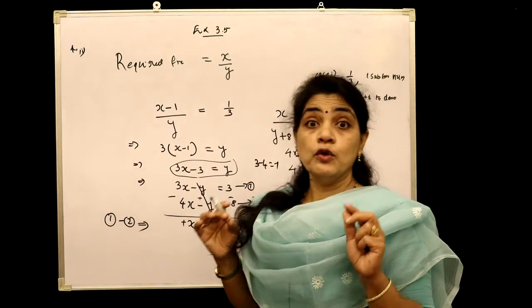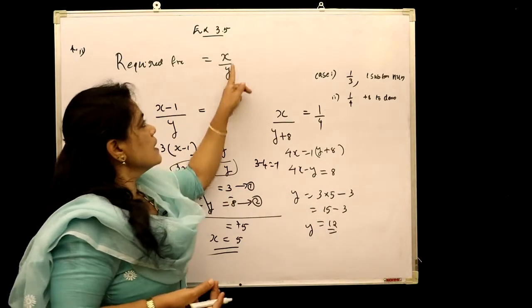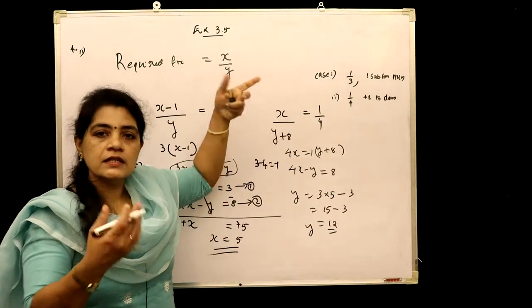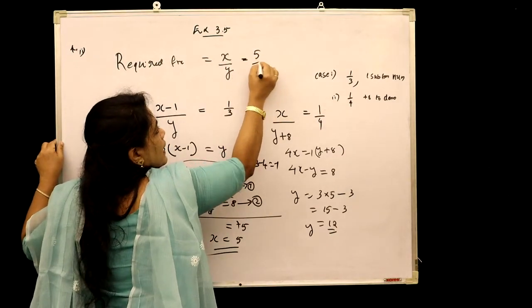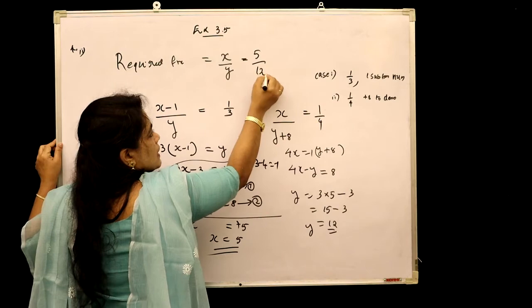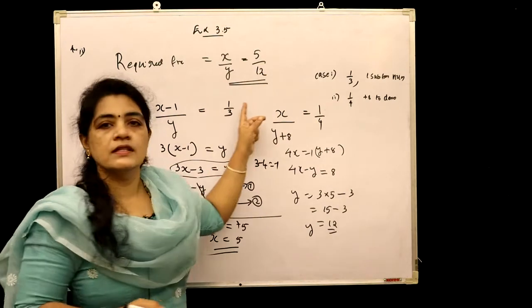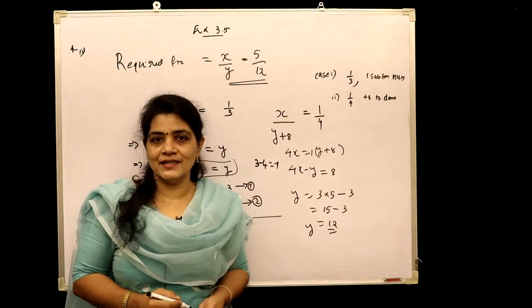Now we have the numerator and denominator. What is the required fraction? x by y. Just substitute the numerator x as 5 and the denominator y as 12. So this is all about the second question.